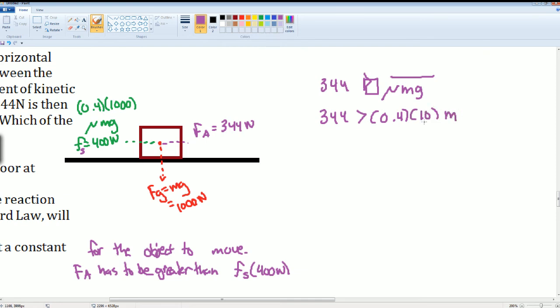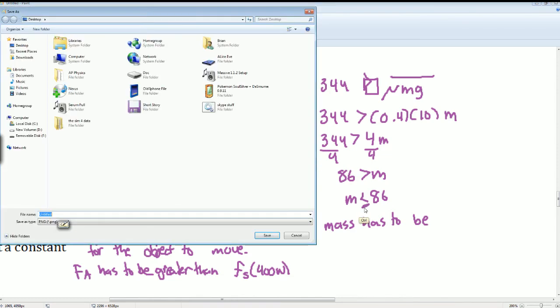0.4 times 10 is just 4. So 344 is greater than 4m. Divide this by 4, divide this by 4. So 344 divided by 4 is 86. I'm just going to flip this around, commutative property. We could say the mass has to be, it cannot be less than or equal to. If it has an equal sign, it means it's at equilibrium.